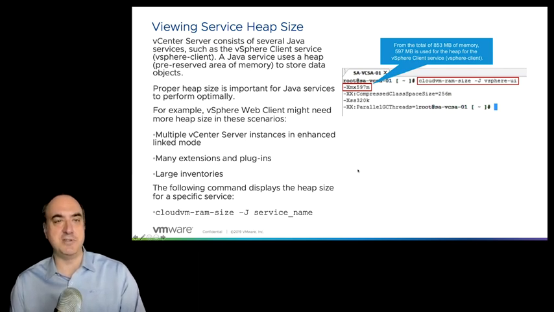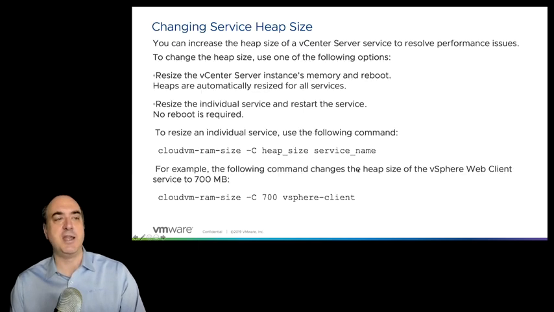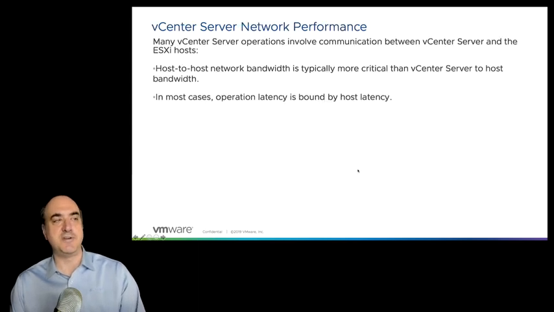So how do you actually do that? You can find out what the heap size is with cloudvm-ram-size -J and the service name. And then to actually change the heap size, it's cloudvm-ram-size -C, the new size you would like to set it to, and the name of the service. So in this case, we're changing the vSphere client service to a new heap size of 700, and you can actually verify what it has been changed to by running cloudvm-ram-size -J again to see if it's been adjusted.